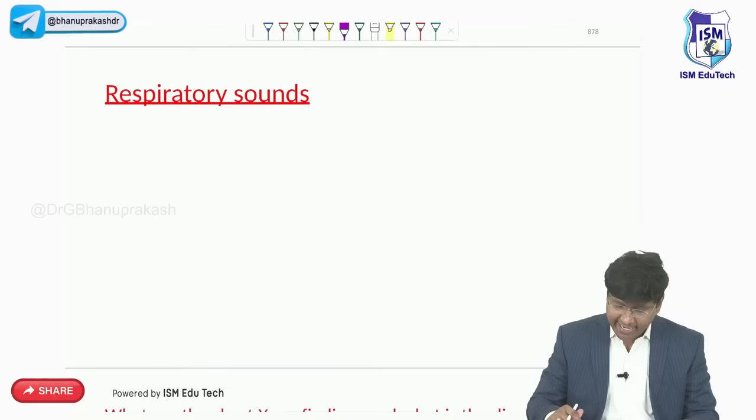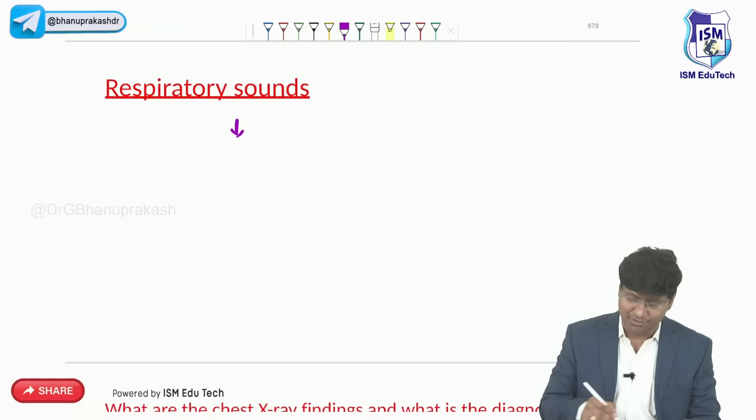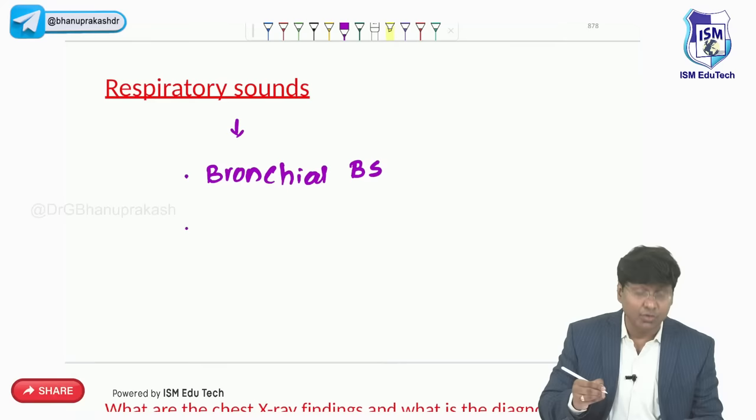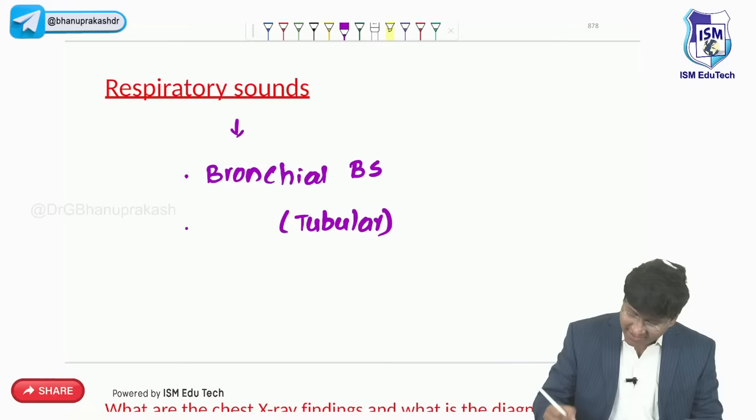And what will be the respiratory sounds on auscultatory findings in case of lobar pneumonia? See, on auscultation, the respiratory sound that you will have is the bronchial breathing. And what type of bronchial breath sounds you will have in case of lobar pneumonia? That is the tubular type of bronchial breath sound.